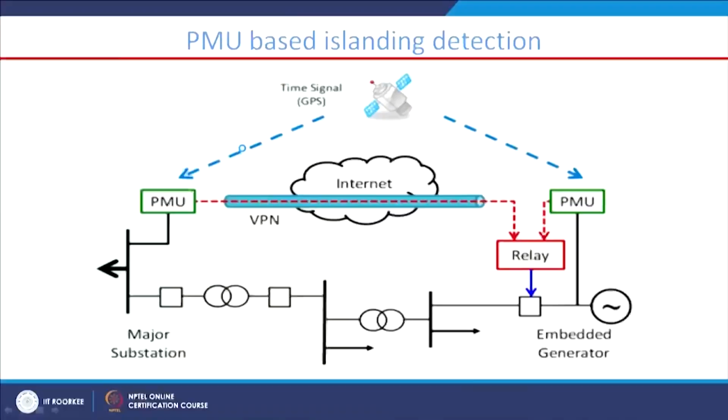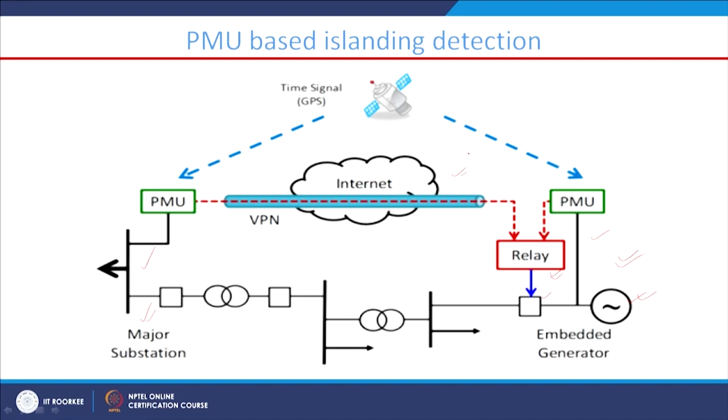Now, for the PMU based island detection technique, in this figure we have considered a bus where one PMU is installed, and here another PMU is installed, and these two PMU data are sent to this relay. Let us say this relay is our islanding or island detection relay, and this is our circuit breaker, which is going to be triggered with the help of this islanding relay. This is our embedded generator or DG, or you can say the DER, and this is our major station, meaning our main grid system. And here is the communication infrastructure.